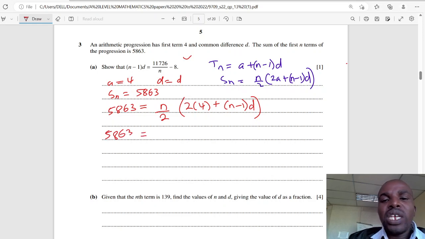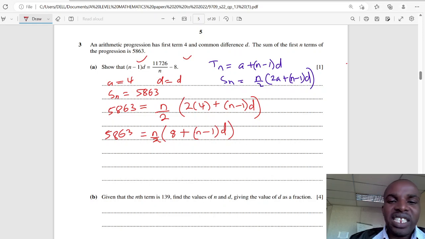Actually, you simplify. So you say 5863 is equal to n over 2, then remove the bracket, so it will be 8 here. Simplify inside the bracket actually. Then it will be n minus 1, then times d, because our expression is just like that. And we have to make n minus 1 times d the subject of the formula in this case, right?